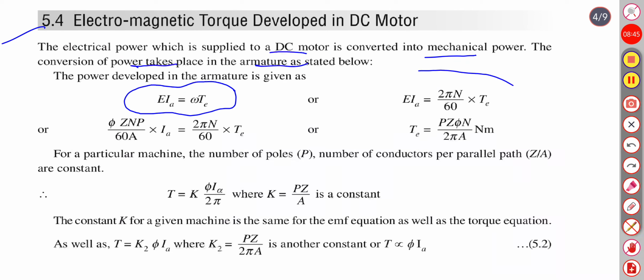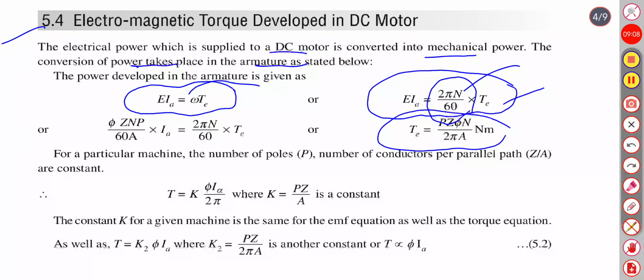Also, E Ia equals 2 pi N upon 60 into Te, because this speed can be written as 2 pi N upon 60, because this is in radians per second and this is in RPM. So the torque will become P Z phi Ia upon 2 pi A Newton meter.